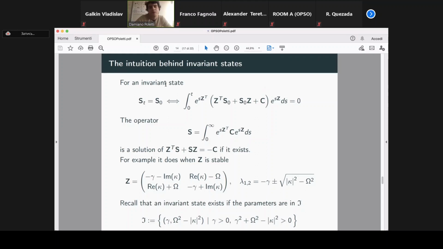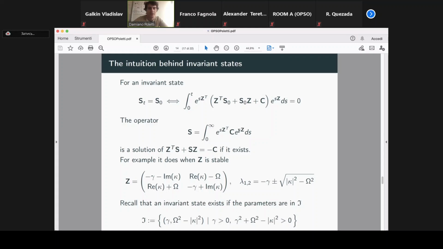For a Gaussian state to be invariant, of course its covariance operator should be invariant under the evolution, and we have an expression for the evolution of the covariance operator. We can then exploit this condition in order to obtain this integral equation. And one can observe that the operator S, which is defined as this integral, is actually the form of the invariant covariance operator given in the theorem before.